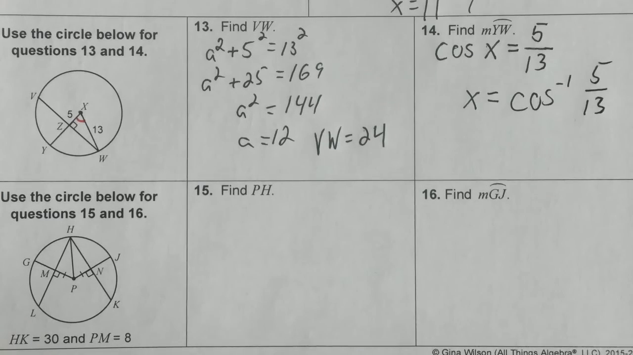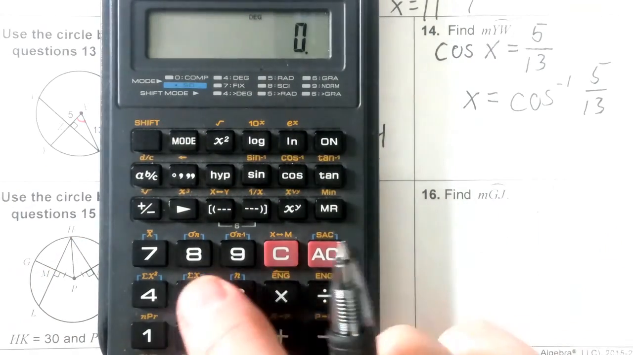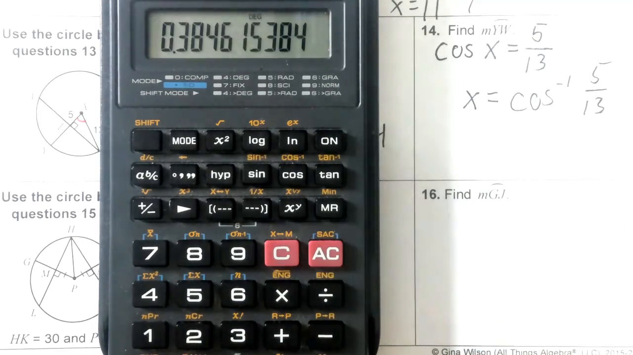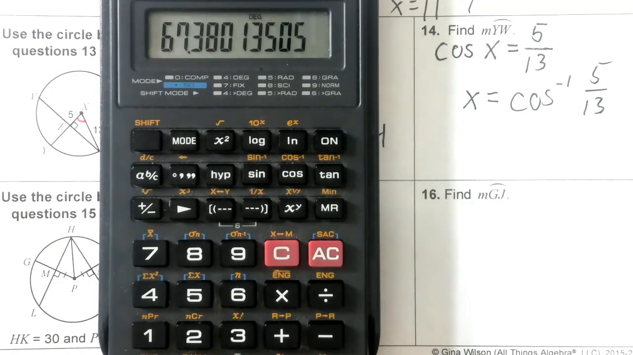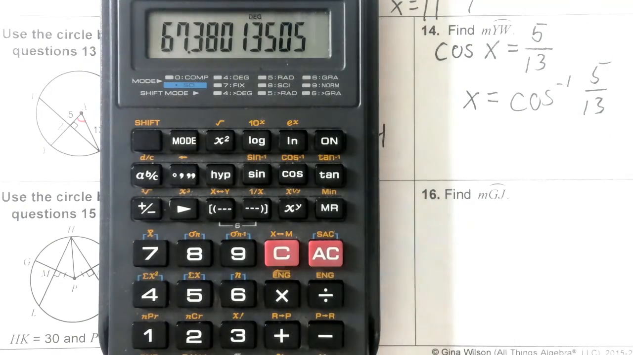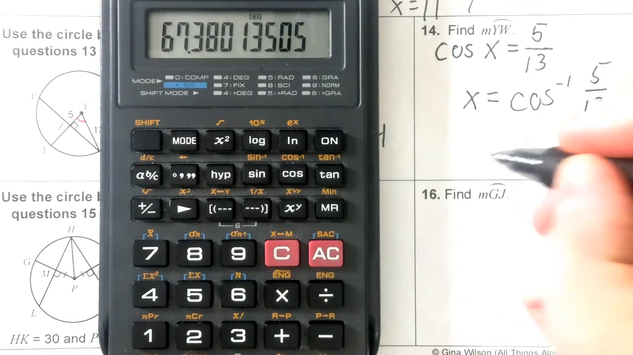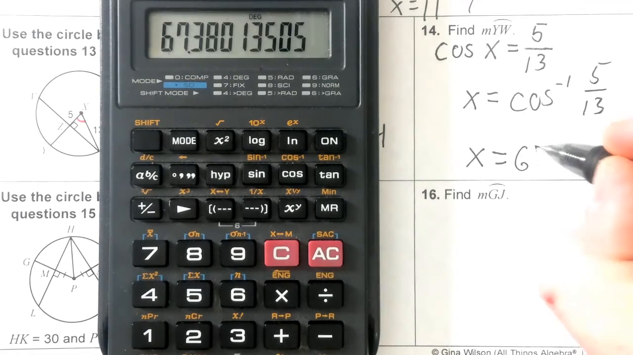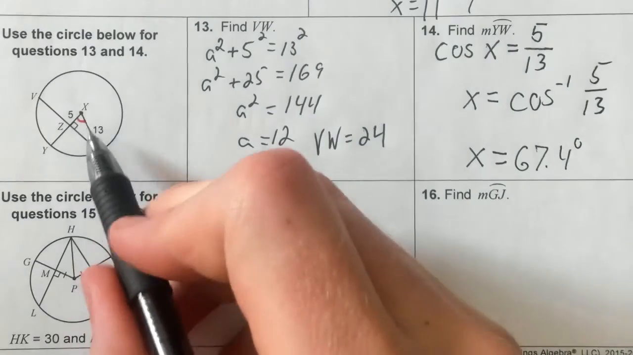Okay, now this is where I grab my calculator, right? And I type in 5 divided by 13, and get this big decimal. And then I'm going to type in second cosine. So that will take the secondary function, or the inverse function of cosine. And that gives me the answer. I'm just going to round here to the tenths. So I get that x would be about 67.4 degrees.